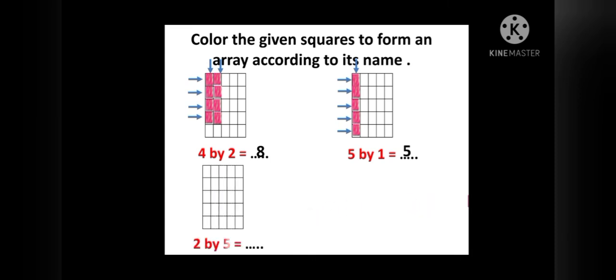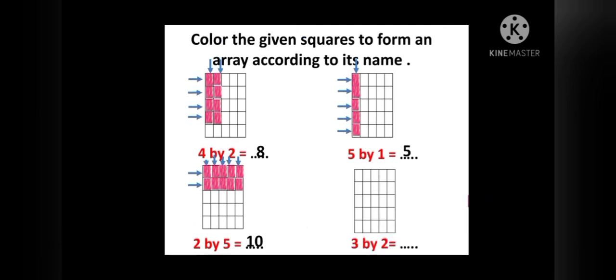I have another one here. He asked me 2 by 5. What's the meaning of 2 by 5? I have 2 rows and 5 columns. Determine 2 rows, then 5 columns. 1, 2, and 5 columns: 1, 2, 3, 4, 5. Now I can color. 1, 2, 3, 4, 5. 1, 2, 3, 4, 5. And 5 gives me 10.